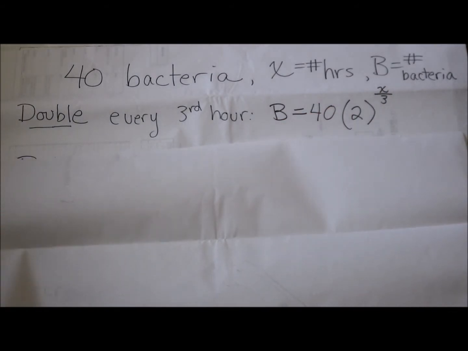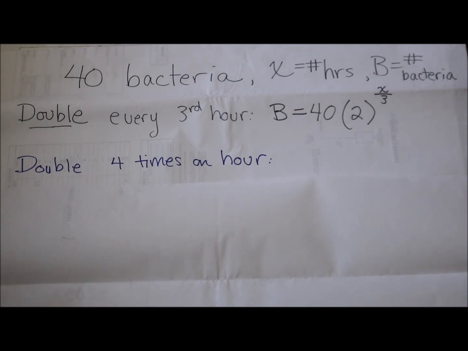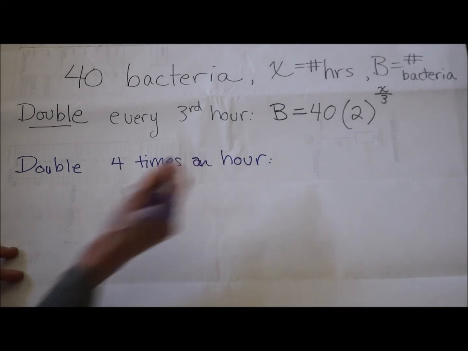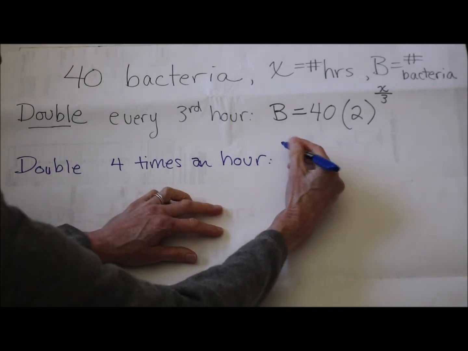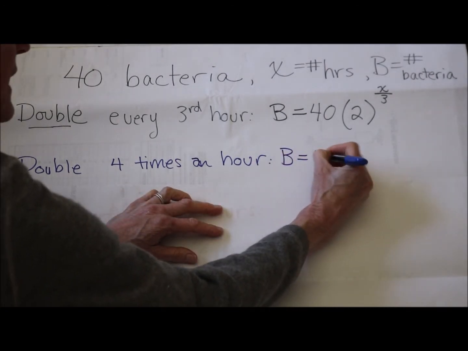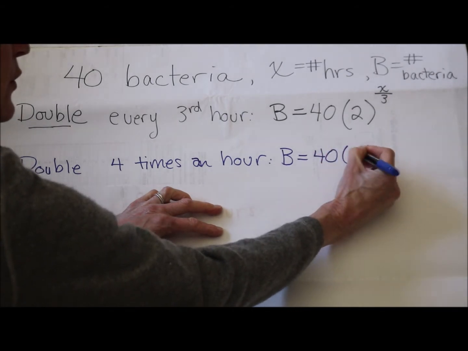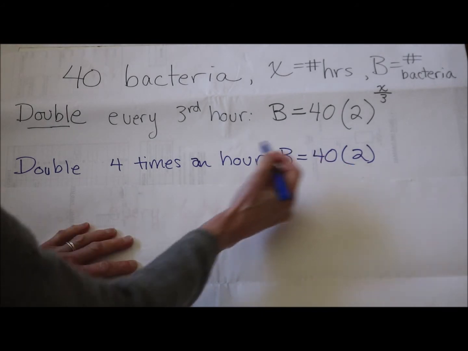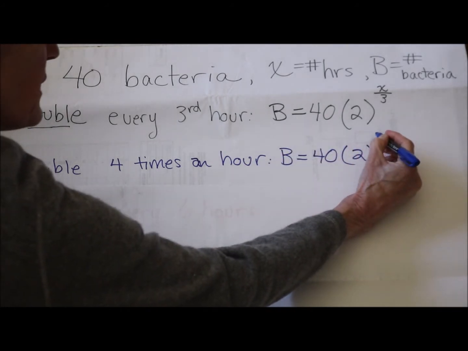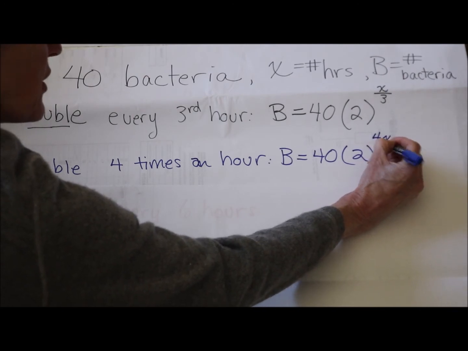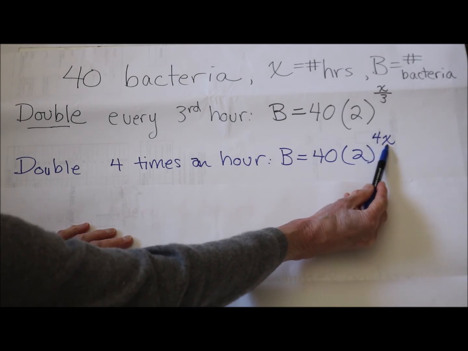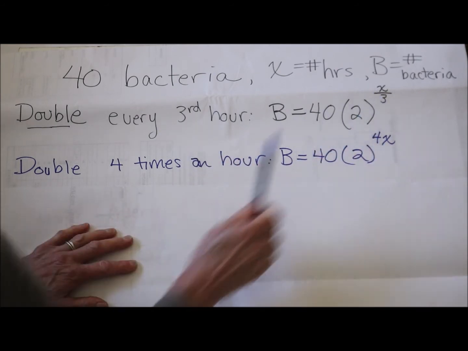All right, let's try a different scenario. Let's say the number of bacteria doubles 4 times an hour. Okay, so again, I'm starting with 40 bacteria. It's doubling, so my number there is 2. I'm doubling, multiplying by 2. And I'm not doubling just every hour, but 4 times per hour. So now I'm doubling a whole bunch of times each hour, 4 times an hour, as opposed to every third hour. You see the difference there?